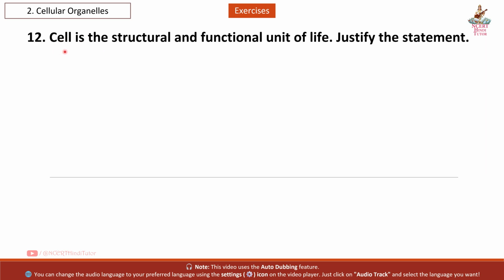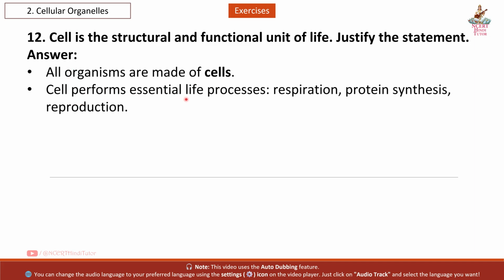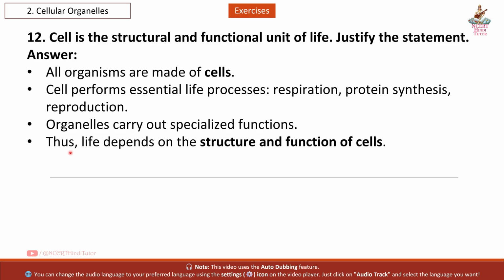Question 12. Cell is the structural and functional unit of life. Justify the statement. Answer. All organisms are made of cells. Cell performs essential life processes, respiration, protein synthesis, reproduction. Organelles carry out specialized functions. Thus, life depends on the structure and function of cells.